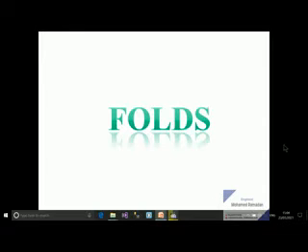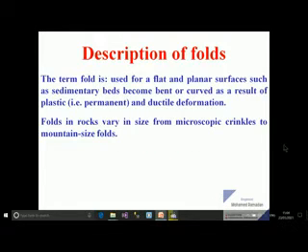Hello, we are going to speak today about folds. The term fold is used for flat and planar surfaces such as sedimentary beds that become bent or curved as a result of plastic and ductile deformation.